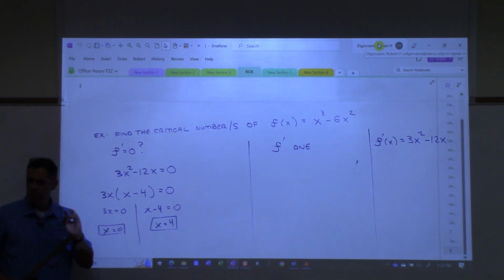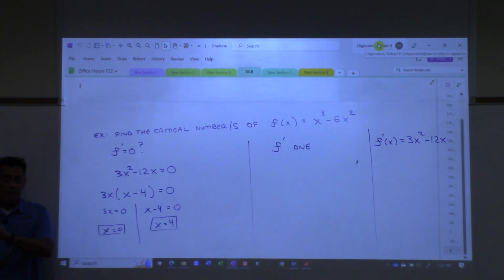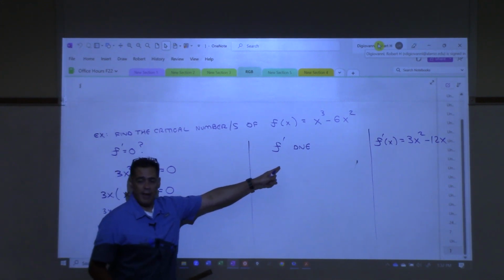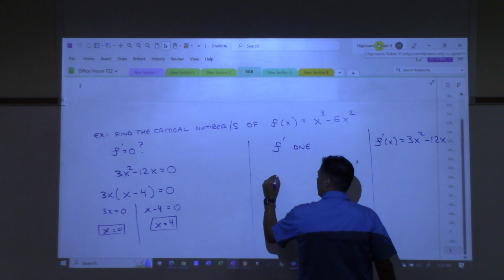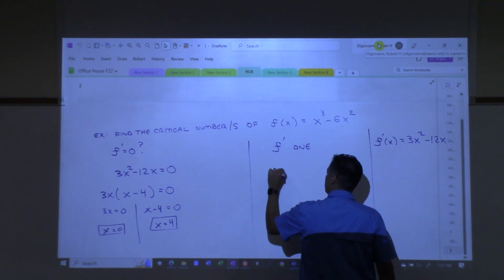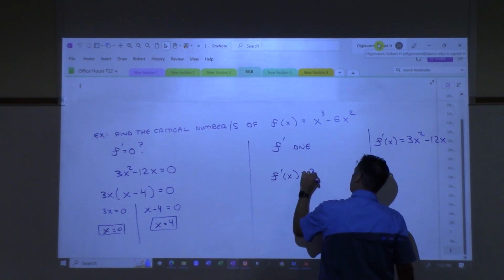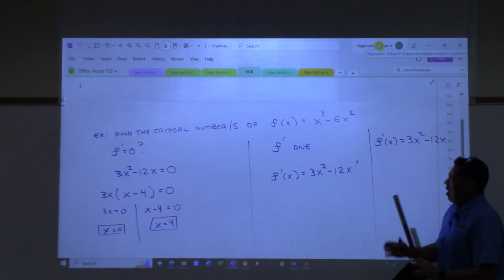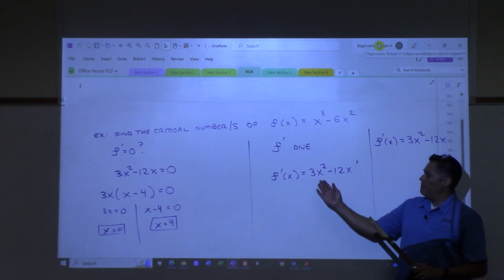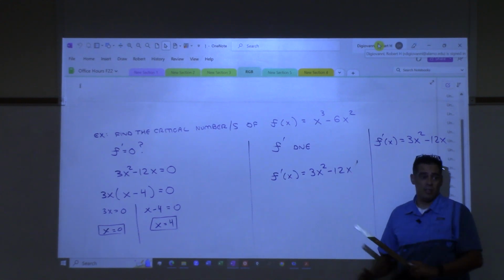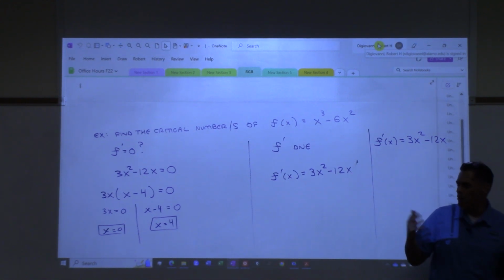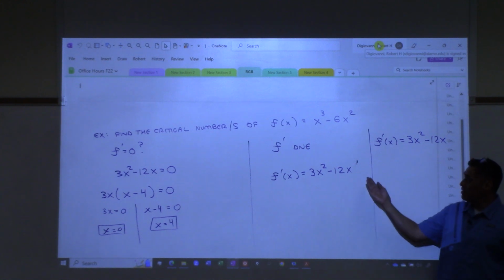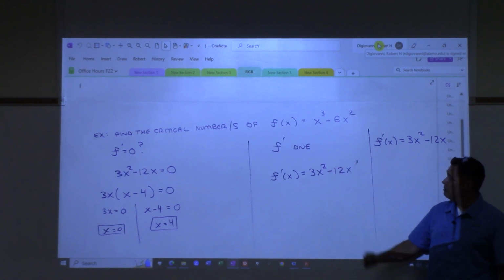0 and 4 are two critical numbers of this function. So far, I still have to look at this. Okay? So now, I take a look at the derivative, right? The derivative of this function was 3x squared minus 12x. And I ask myself, are there any values of x that would cause this function to malfunction, to not work? Are there any domain restrictions on this?